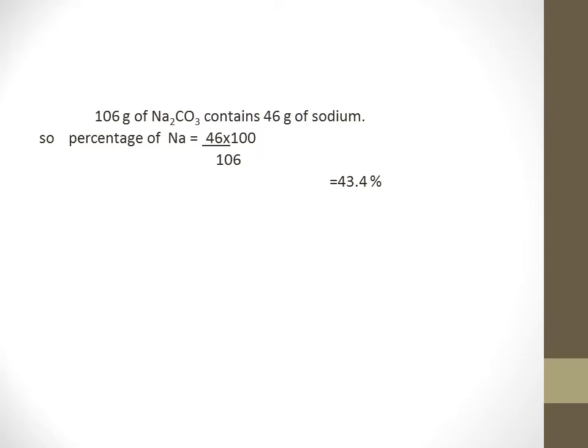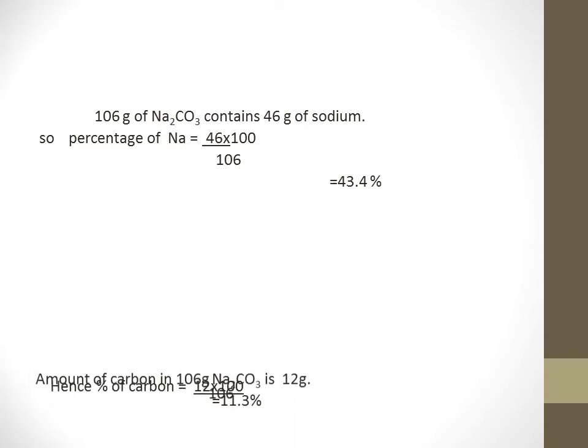Therefore, we have percentage of sodium is equal to 46, that is the weight of sodium in sodium carbonate, 46 into 100 divided by total molecular mass, that is 106. So we have 46 by 106 into 100, that's equal to 43.4. So the percentage of sodium in sodium carbonate Na2CO3 is equal to 43.4 percent. Then which is the next element present in sodium carbonate?